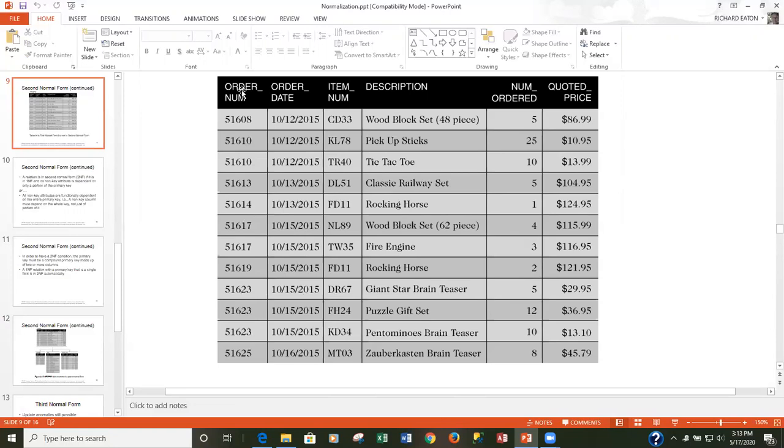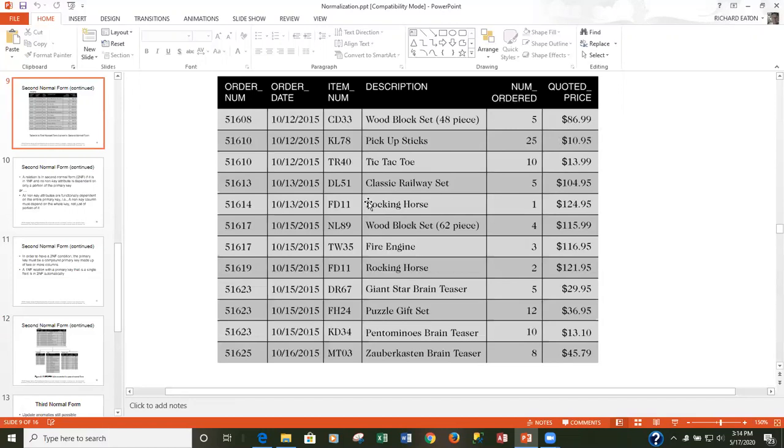But if we combine the order number and the item number, and we think of them as being just one single value, like 51608 CD33, or 51610 KL78, 51610 TR40, then the combination of these two columns are unique, the order number and the item number, and so therefore they can be the primary key. So let's say that is our primary key, the combination of order number and item number. Given that, we could say that the order date is a non-key field, the description is a non-key field, the number ordered is a non-key field, and the quoted price is a non-key field.